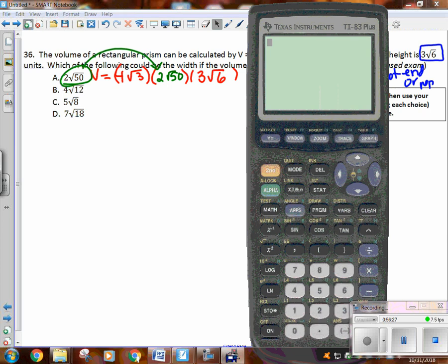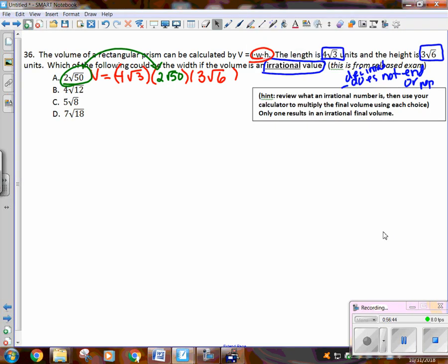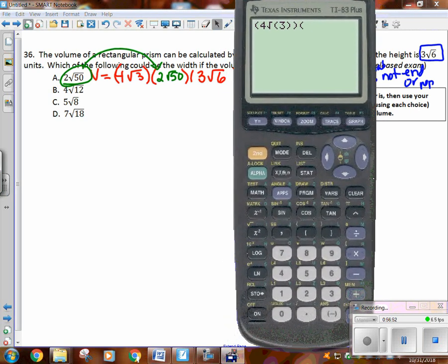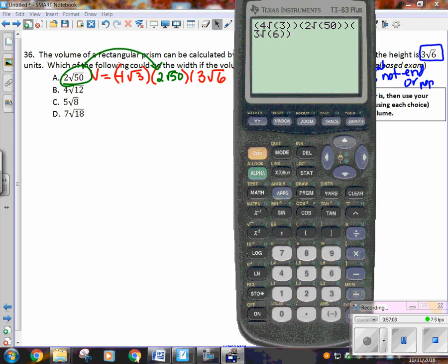Okay, so I'm going to do parentheses, 4 square root 3. Now see, I have to stop the parentheses to stop my bar. Then I have to use extra parentheses. Times, now this time I'm checking out 2 square root 50. Close, stop my bar, close parentheses, open a new parenthesis, 3 square root 6, stop your bar. You have to stop your bar with your arrow, and then close parentheses. Press enter.